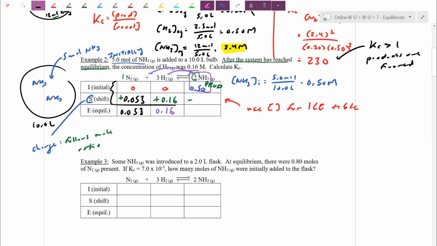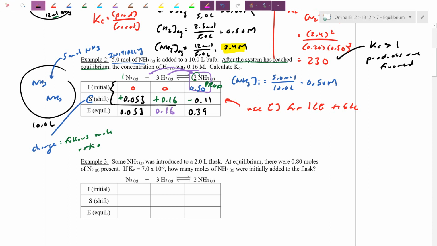This is the 1 part ratio. If I times that by 2, it gives me that this one here has to change by 0.11. We know it has to be a minus because in this case, products are consumed versus reactants are picked up. Give or take a little bit of rounding here, we have 0.39.